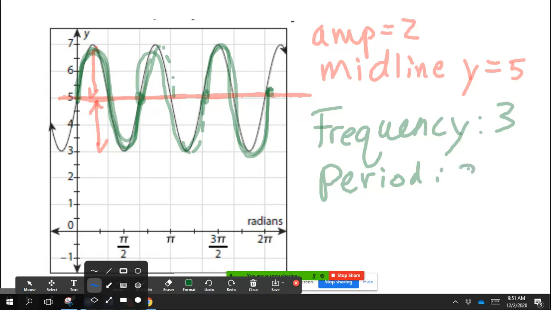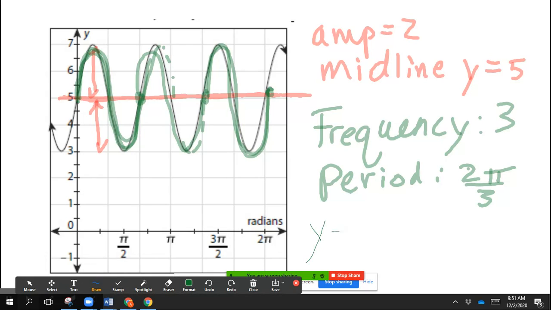Just so we have that written out, we know how we found it. Okay, to write our equation, we have everything we need. We know it's a sine function because it starts at its midline. y equals 2 is the amplitude, sine. Our b value is the frequency, which is 3x, and then plus 5.